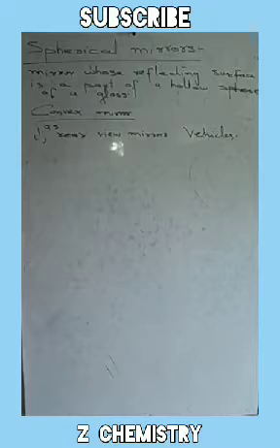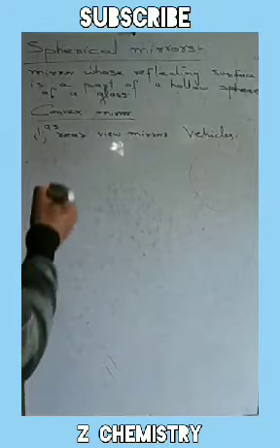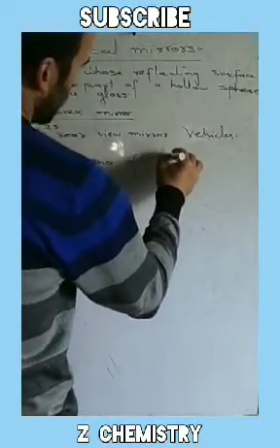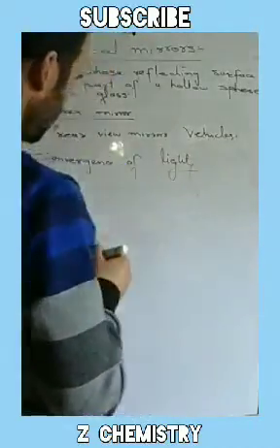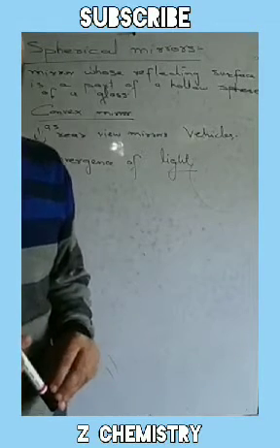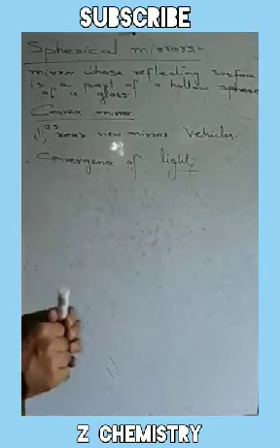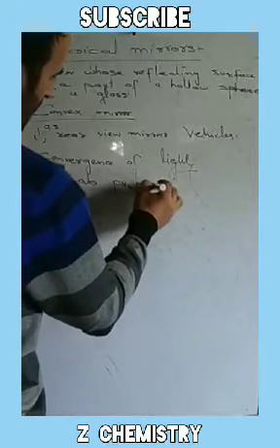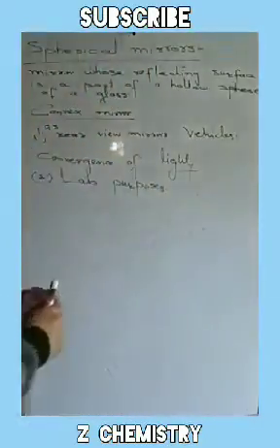As this convex mirror causes the convergence of the light, it is also used for the manufacture of certain mirrors which are used for laboratory purposes. So this was all about the uses of these concave and convex mirrors.